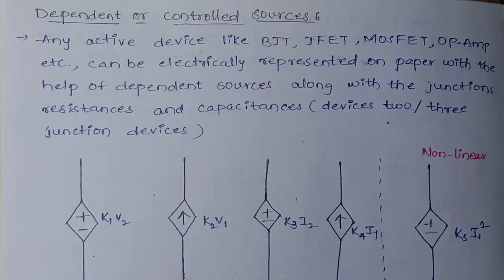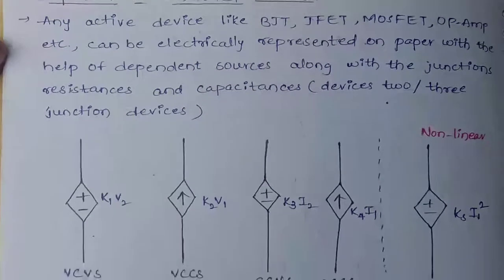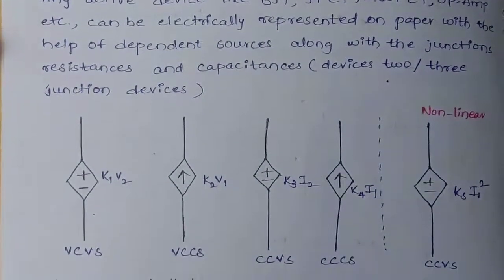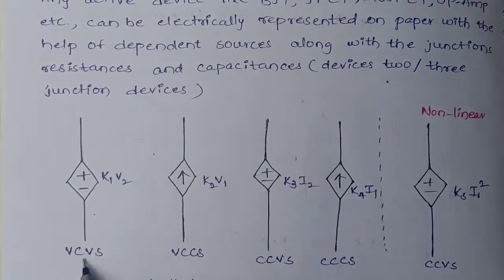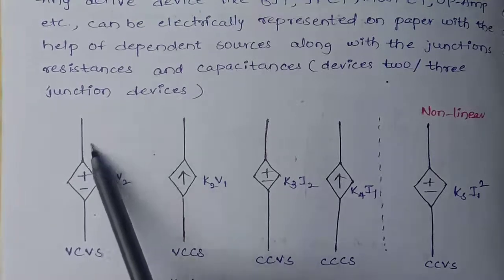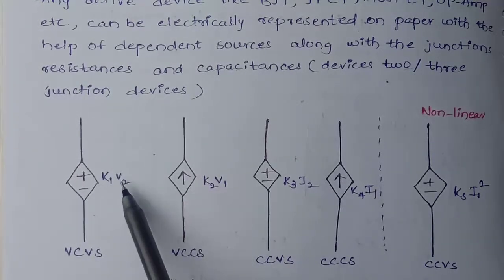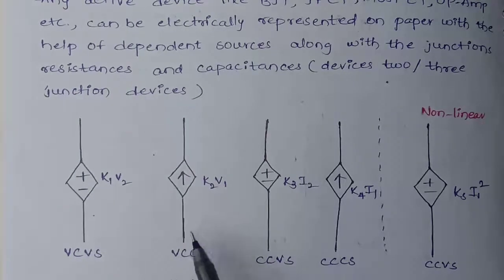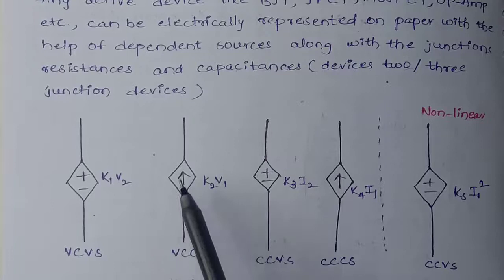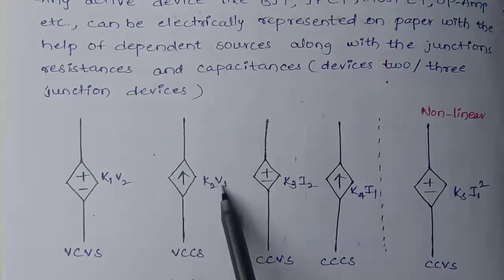So, we have four different types of dependent sources. In that, the first one is the voltage controlled voltage source. We can represent it like this. Okay, this is the voltage controlled voltage source. This is the voltage controlled current source. It is a current source, but it is controlled by voltage.